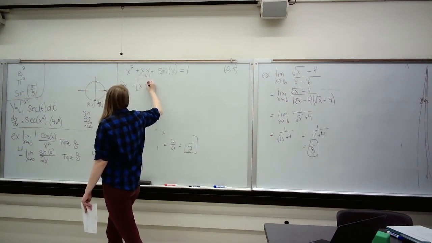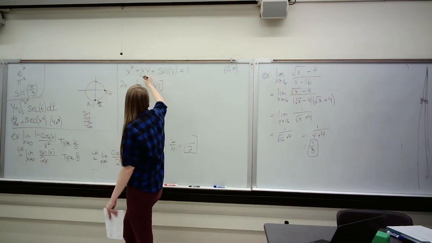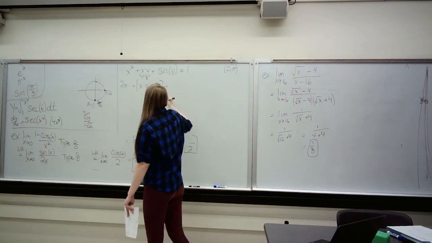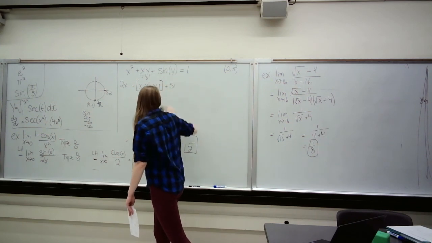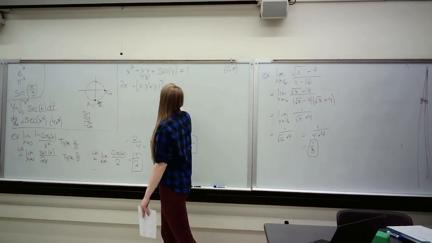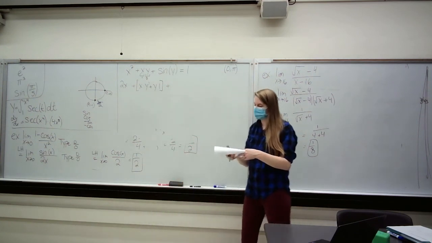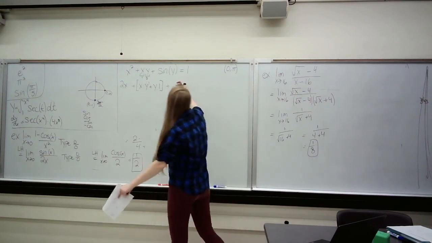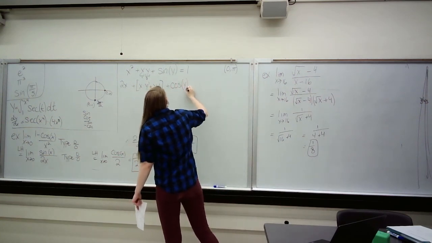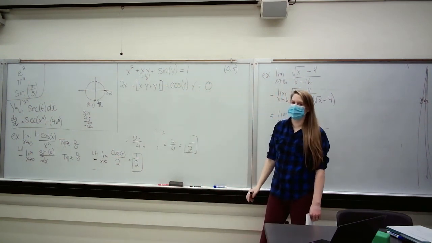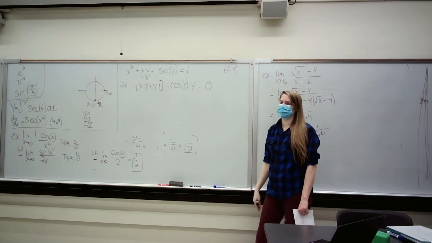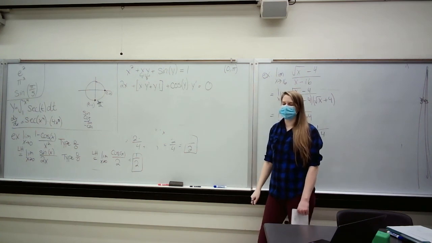So x times y prime plus y times 1, because this is my f and g, plus, now again, this is a function that I'm doing, I need to do the derivative of my outside times the derivative of my inside. So, plus cosine of y times y prime equals now 0. And then going through and getting all my y primes to one side, pulling out my y prime, dividing, and then that'll be my slope at the end.